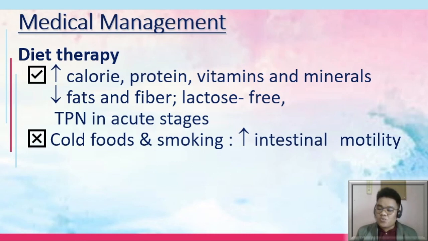In the acute stage wherein the patient could not eat, TPN is recommended. So when I say TPN, TPN is total parenteral nutrition. And then cold food and smoking increase intestinal motility. Hence, it is not recommended for you to use cold drinks if ever you have stomach upset, because the tendency is that it will be worsened by cold food and smoking.